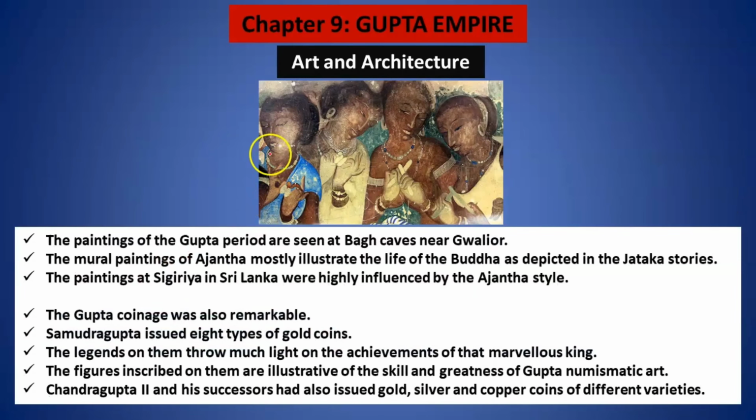All right. Now this is one example of a painting which is inside the Bagh caves. All right. Bagh caves also we have already seen. For those of you, you can try to find out in the previous videos. Okay. One more important thing over here was, various kinds of gold coins were minted during the Gupta period. Gupta period में ही सबसे ज़्यादा gold coins mint किए गए थे.